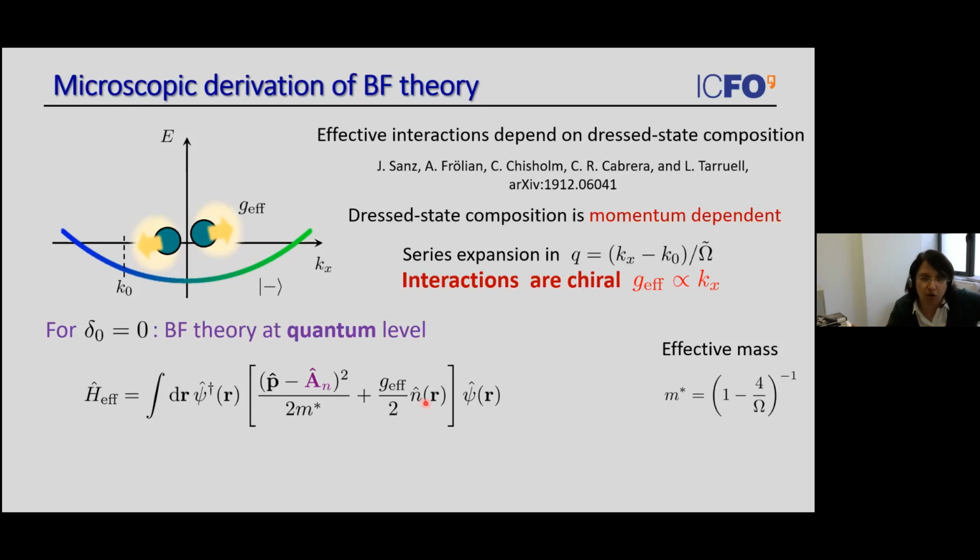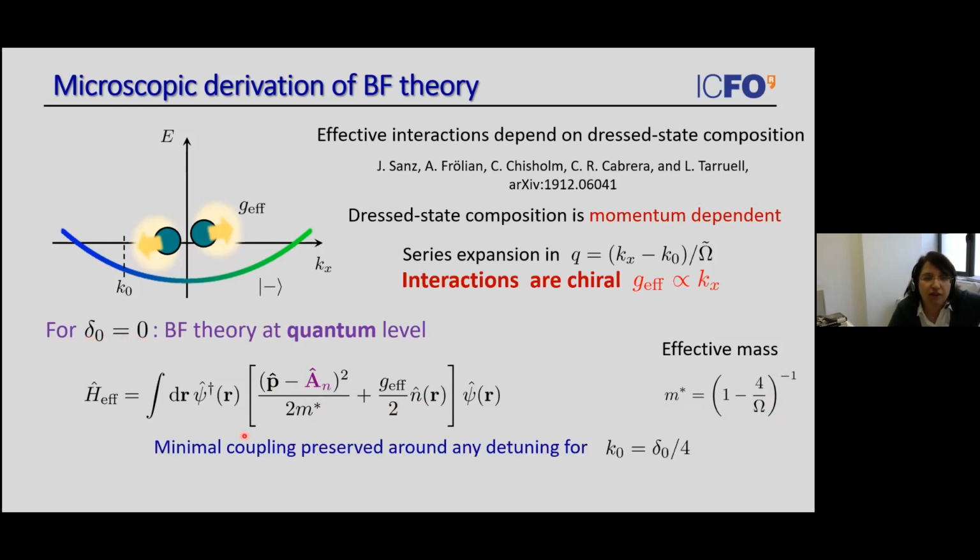I mean, you keep all quantum fluctuations and so on and so forth. So we are still minimally coupled to a density-dependent vector potential, which is now an operator. And there is a price to pay. The price to pay is kind of small because, instead of putting the mass of the particles, we need to put an effective mass that depends on the Rabi frequency of the Raman coupling. This is the result that you get for delta 0 equals 0.